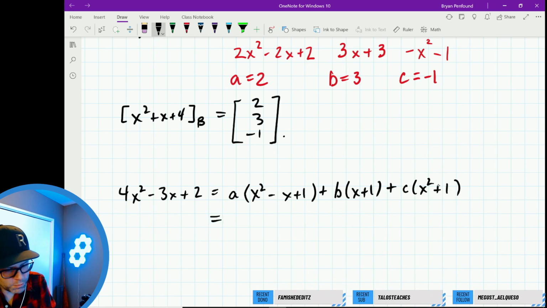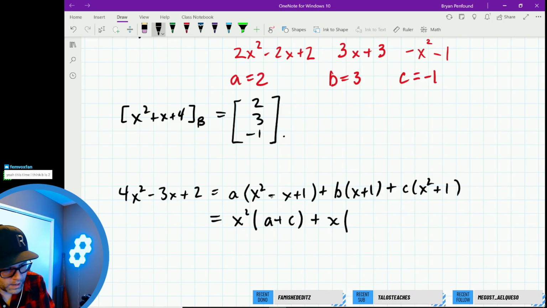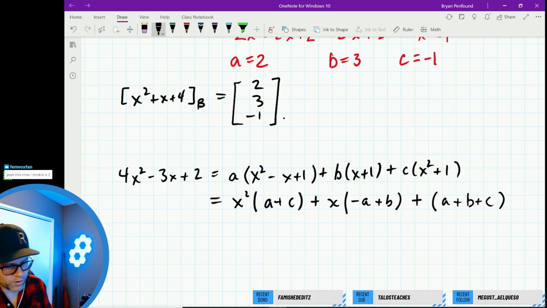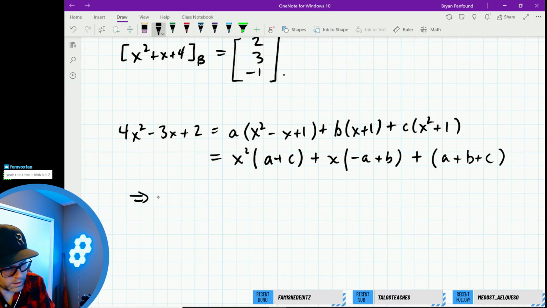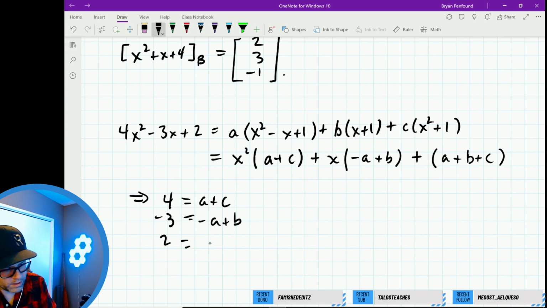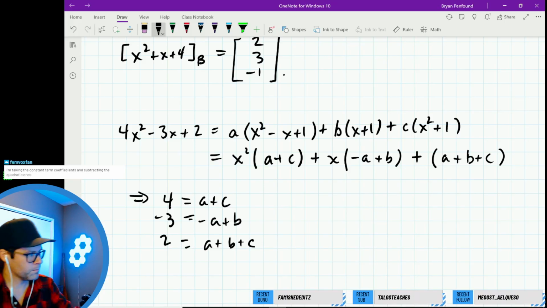But anyway, let's expand this out just so I can kind of see how things are interacting. So for the x squares, I should have a plus c, right? That's the coefficient that I need to capture my 4. For the x's, we have minus a plus b. And then for the constants, we have a plus b plus c. So typically we'd want to solve something that looks like this. We need 4 to equal a plus c. We would need -3 to equal -a plus b. And we need 2 to be the sum of all 3 of them.